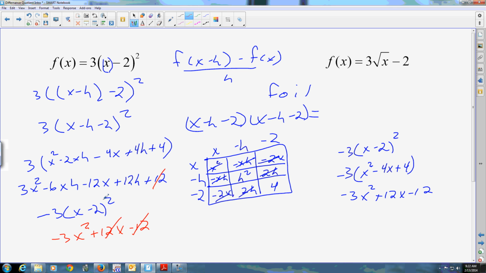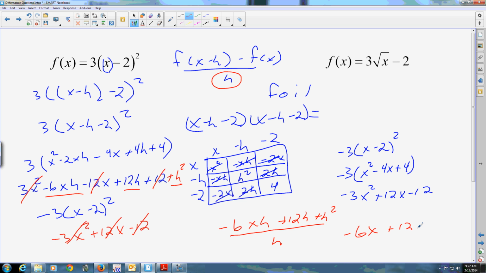Combine like terms. I know it's getting long. This is what you're left with. Wait, didn't I have an h squared? I forgot an h squared. Whew, I forgot a term. So this and this are what's left: minus 6xh plus 12h plus h squared. I know it's getting messy. All over h. Then you cancel an h out of each of these. So I have minus 6x plus 12 plus h, and that's going to be your final answer.